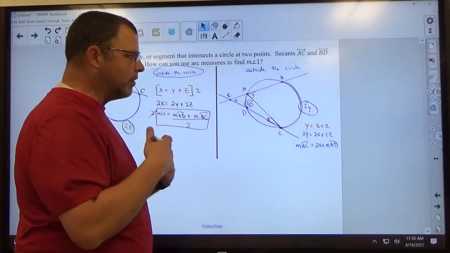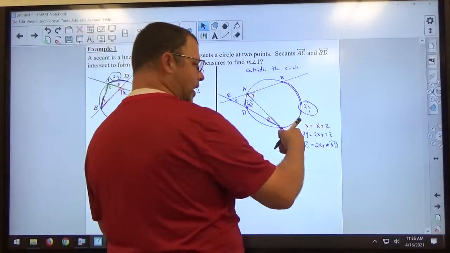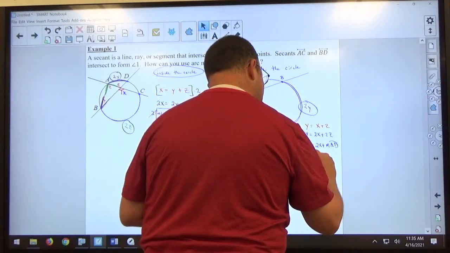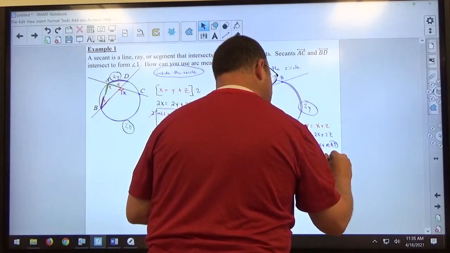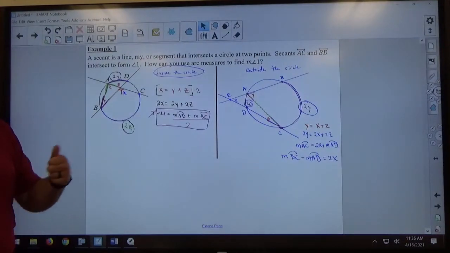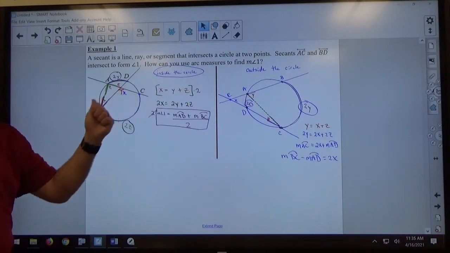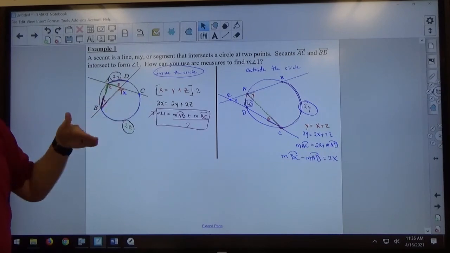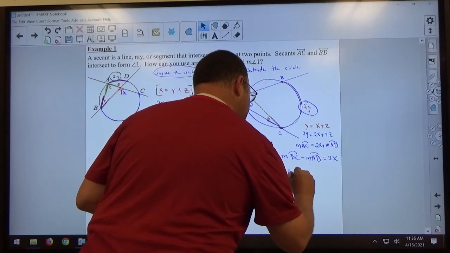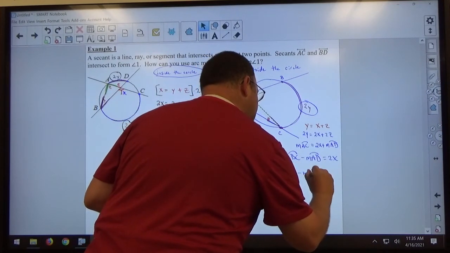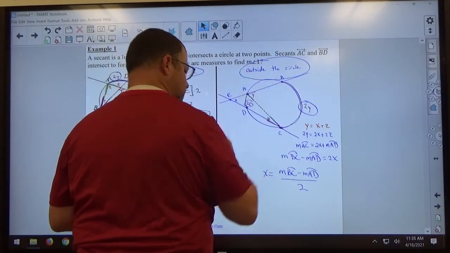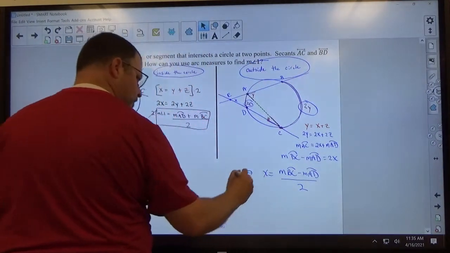And again, if I want to get an X formula, X equals everything else, I'm going to move the measure of AD to the left. So measure of BC minus measure of AD equals 2X. So again, I pulled the AD to the left, so it became negative. And then I'm going to divide by 2. So I end up getting X equals measure of BC minus measure of AD divided by 2. Okay, there's my formula there.